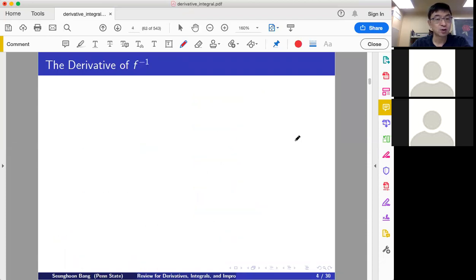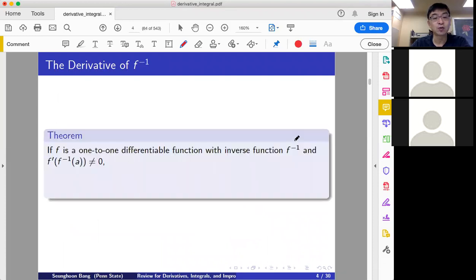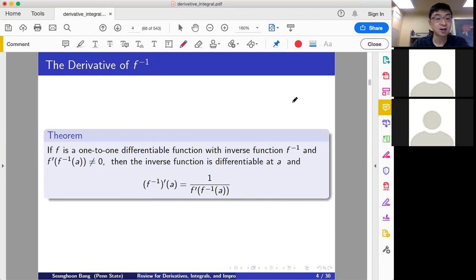So next one. How can you find the derivative of an inverse function? We can use one theorem. The function f is a one-to-one differentiable function with inverse function f to the minus 1. The f prime of the inverse of f at a is not equal to 0. So we can use this result: the inverse function is differentiable at a. The result is the inverse function's derivative at a is 1 over f prime of the inverse of f at a. Yeah, this is exactly the formula.